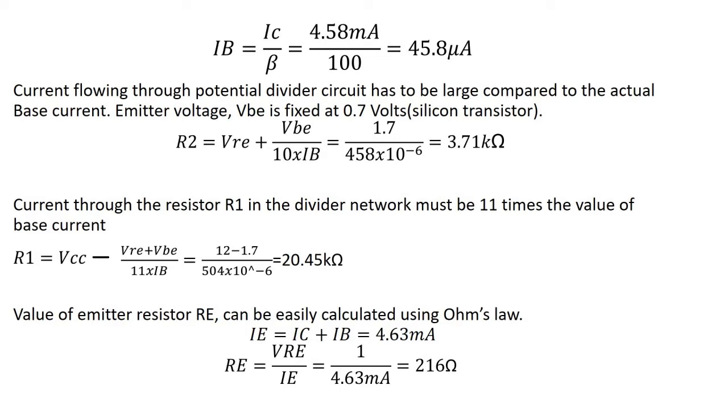Now we know the collector current and the base current value. Substituting those values, we can calculate the current across the emitter, which is equal to 4.63 milliampere. So value of RE is equal to 1 divided by 4.6 milliampere, which will be equivalent to 216 ohms. We will consider that as 220 ohm in our design.